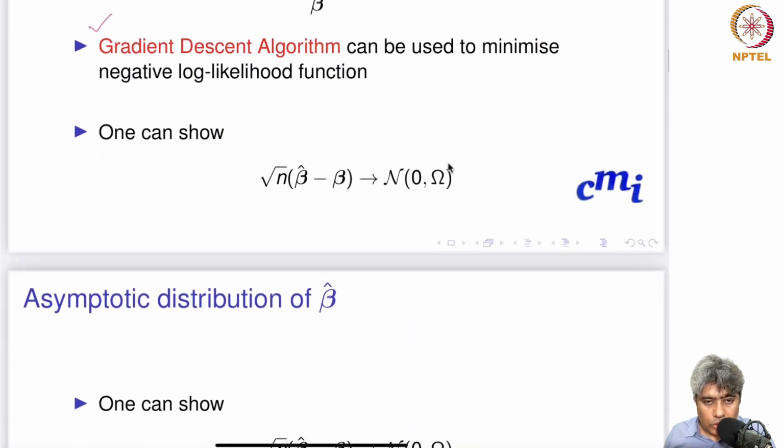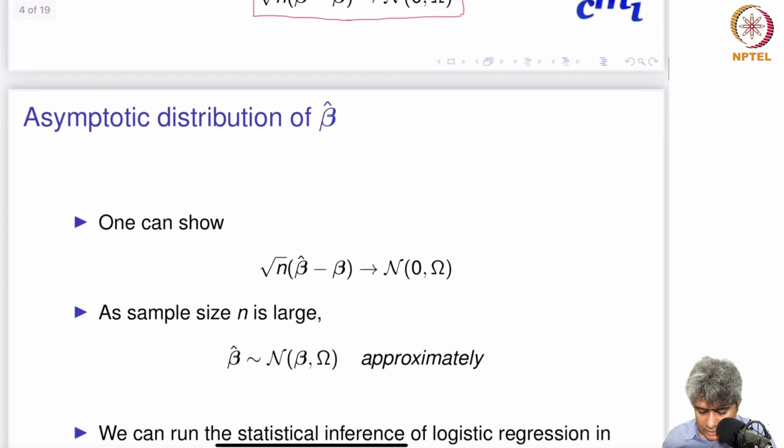One can also show that the central limit theorem nicely kicks in in the case of maximum likelihood estimates: as n tends to infinity, that means if you have a large enough sample size, the sampling distribution of beta hat will behave like a normal distribution. So this is a very important result.